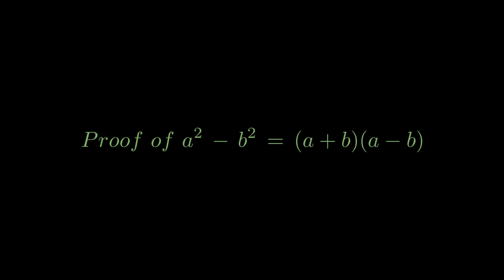Today we're going to explore the difference of squares formula using a visual method. The formula we're looking at is a squared minus b squared equals (a plus b) times (a minus b). This formula is super useful in algebra, and we'll use a geometric approach to understand why it works.